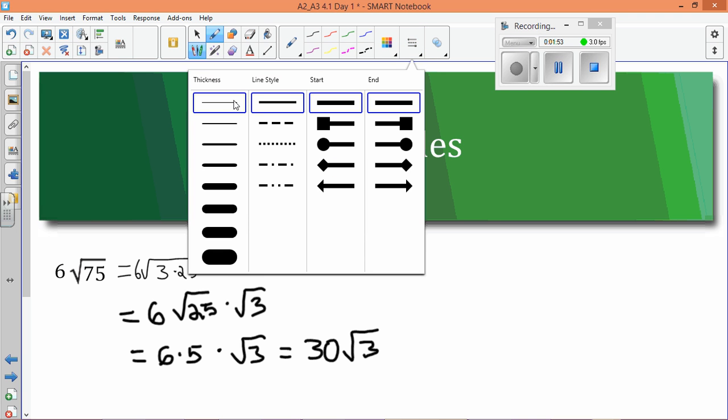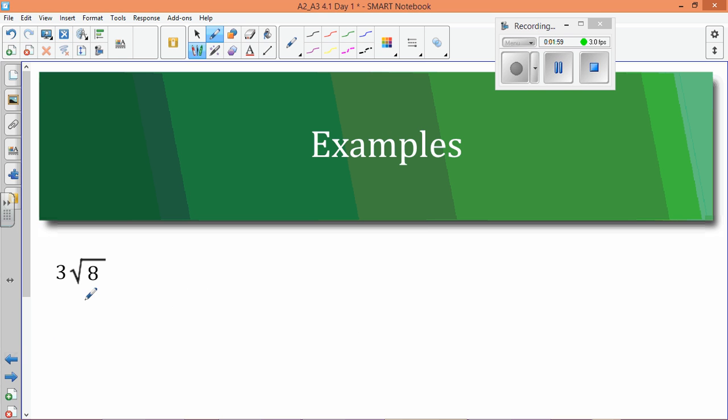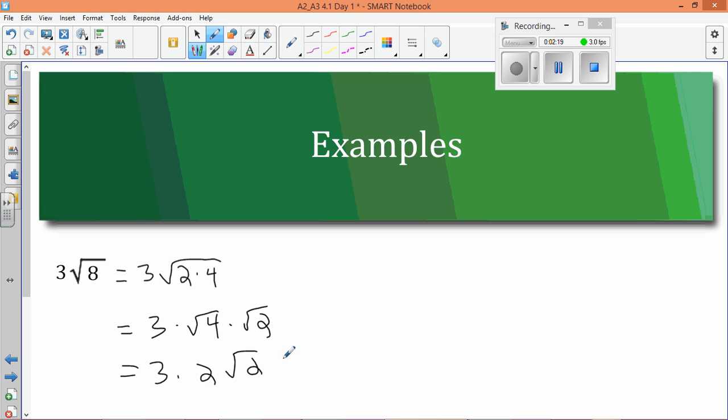Okay, so let's go on and do one more example just like that. 3 root 8. What's the largest perfect square factor of 8? I'm keeping the 3. That is 4. So this is 2 times 4 in the radicand. And then I'm splitting this up into 3 times the square root of 4 times the square root of 2. Square root of 4 simplifies to 2. So this becomes 3 times 2 times root 2, which is my final answer of 6 root 2.